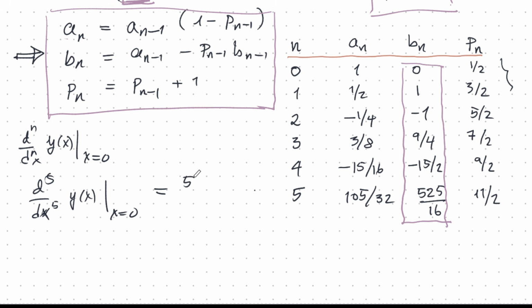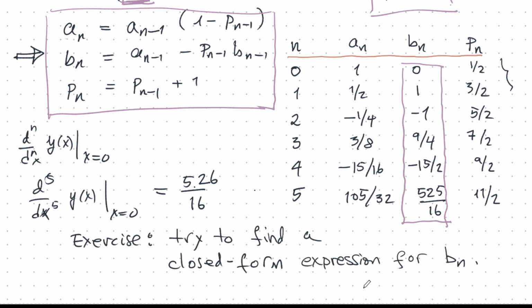This is going to be 525 over 16. Yeah, very good. I am maybe not totally happy with this solution because it's a lot of work. I would prefer a closed form solution. And I'm going to leave you with an exercise right now. Try to find a closed form formula for Bn. And it's not that hard because this recursion is not coupled in a complicated way. You'll be able to work through the maze and eventually get a formula.